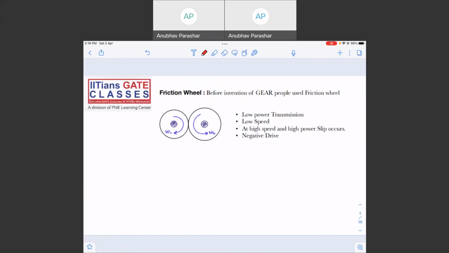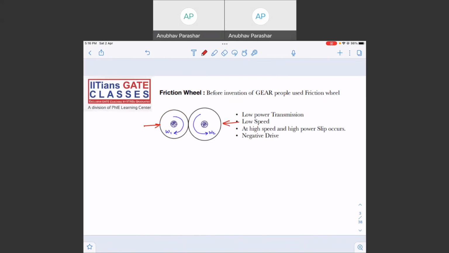Okay, let us now go to the basic fundamentals of a gear. Initially, when gears were not there, people used to use friction wheels. There will be two wheels, and a lot of friction is generated by putting friction lining here, and they will be pressed against each other.